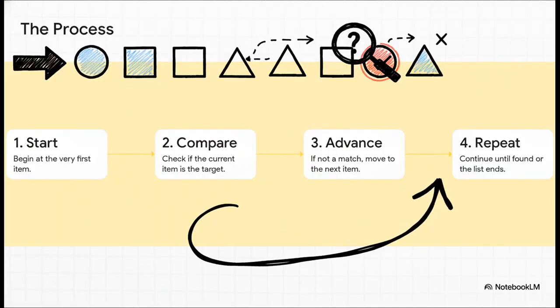And the process itself couldn't be more straightforward. You start at item number 1 and you ask, is this it? If the answer's no, you just shrug and move on to item number 2. How about this one? Nope. And you just keep doing that over and over again until you either get a yes or you run out of things to check. Simple as that.